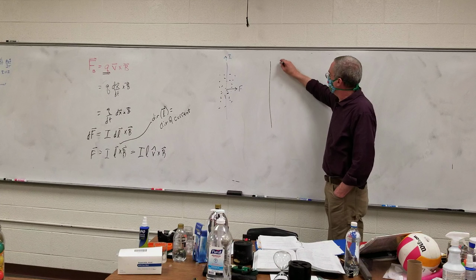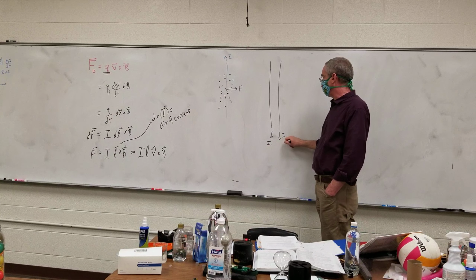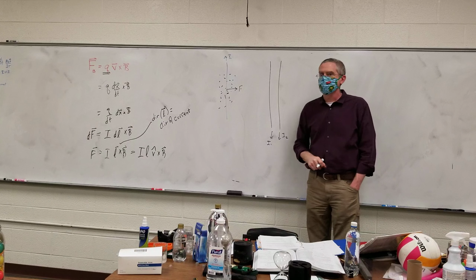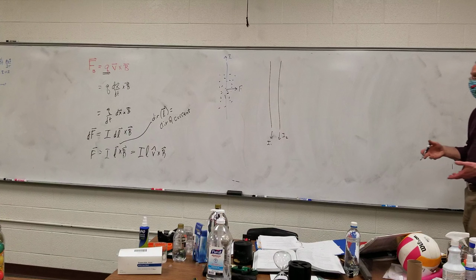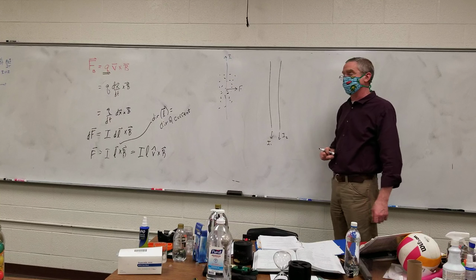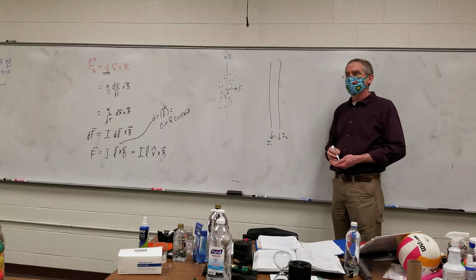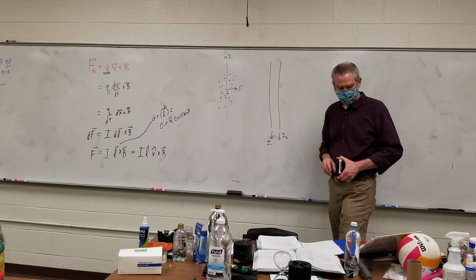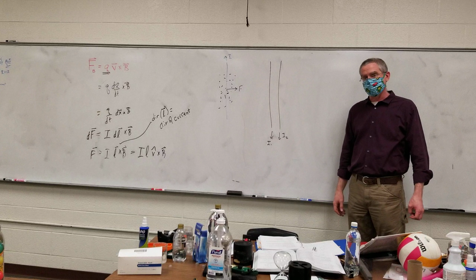So if I have two wires with the current flowing in the same direction, we'll call this I1 and I2. The current is creating a magnetic field that the other wire is going to experience. So I1 will create a magnetic field that I2 experiences. I2 will create a magnetic field that I1 experiences. And so they will react to each other. So the question is, which way will the wires be forced?